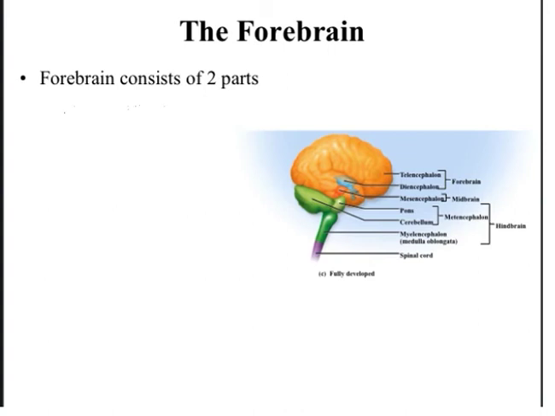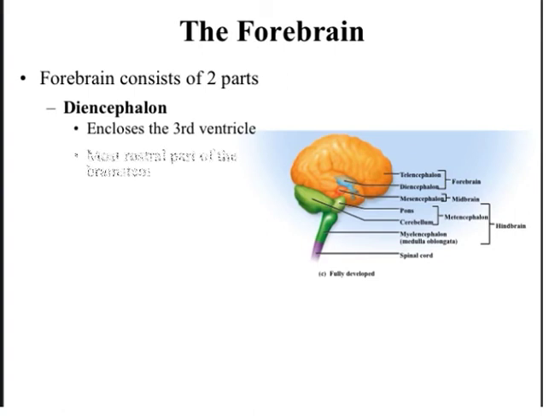So the forebrain consists of two parts, the diencephalon, which are those egg-shaped lateral protrusions at the superior aspect of the midbrain, and they basically serve as a connection between the cerebrum and the midbrain. The diencephalon encloses the third ventricle. It's the most rostral part of the brainstem, and it has three embryonic derivatives.